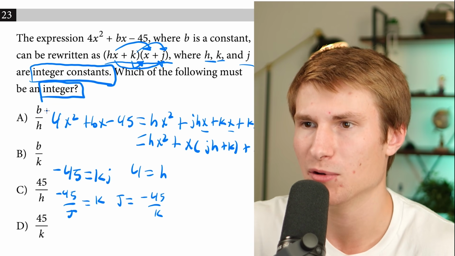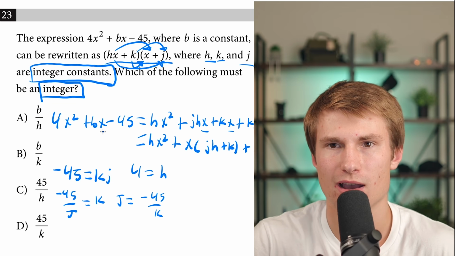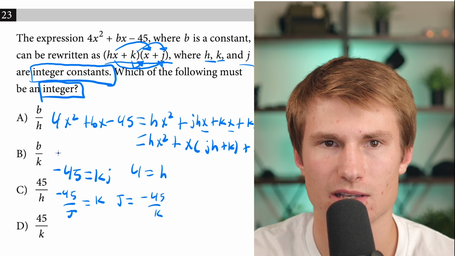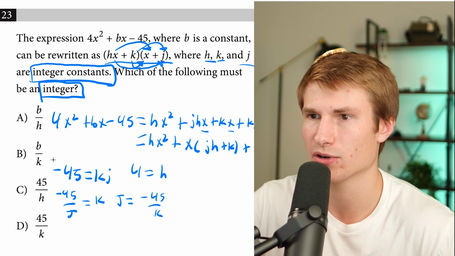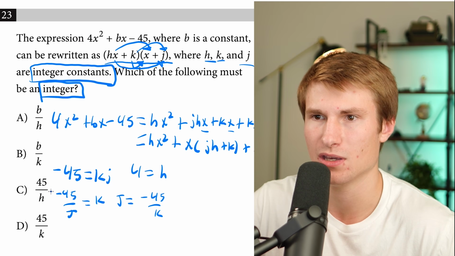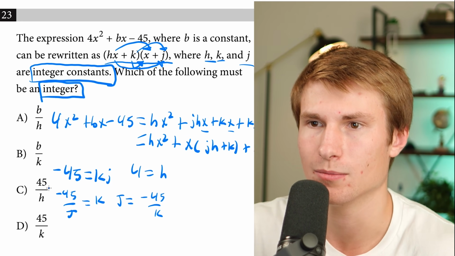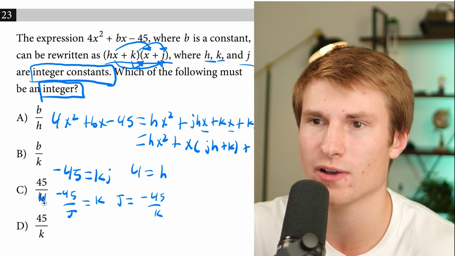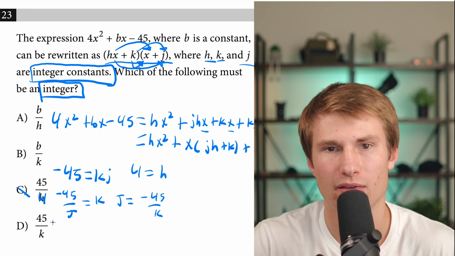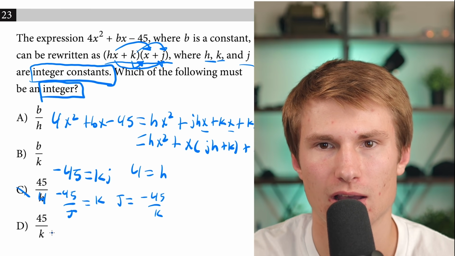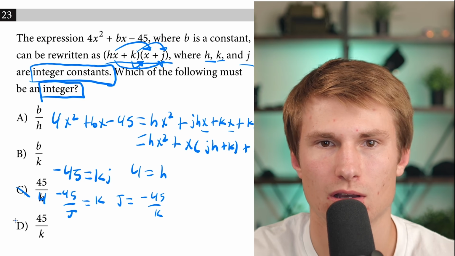We have option A, b over h. Obviously we don't have the value of b, so that's not going to be our answer, at least not at this point. B, b over k. Once again, I'm not really looking for the value of b. Down here, 45 over h. We know h is 4. 45 over 4 isn't an integer. It is a decimal, but it's not an integer. And then we have C, 45 over k, which we know would actually have to be our correct answer here.